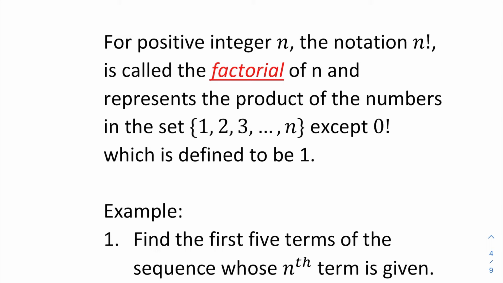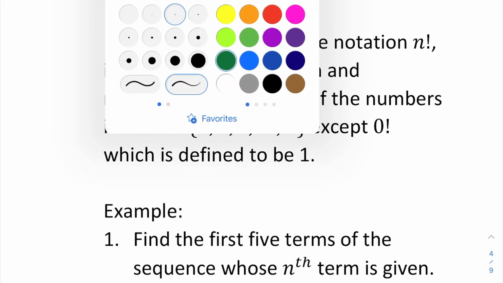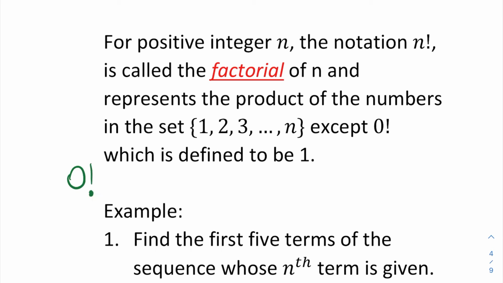Alright, so now we're going to talk about factorials. For positive integer n, the notation n with an exclamation point is read n factorial, and is called the factorial of n, and represents the product of the numbers in the set 1, 2, 3, all the way up to n. That is with the exception of 0 factorial, which is defined to be 1. So basically, we have the definition of 0 factorial to equal 1, but then any other factorial, n factorial, is 1 times 2 times 3 all the way up to n.